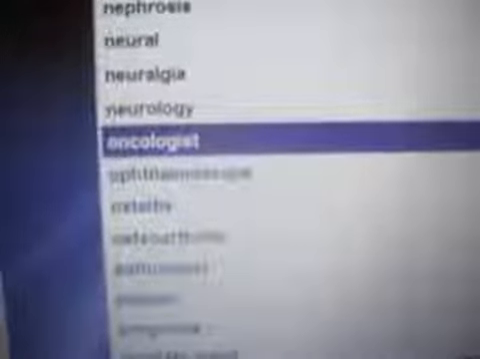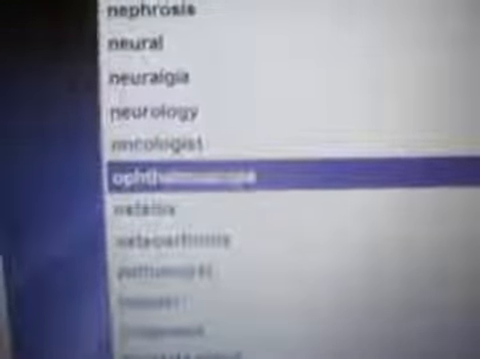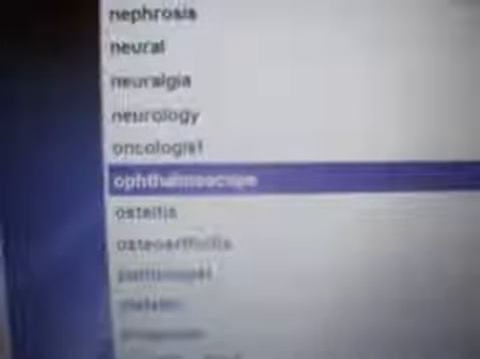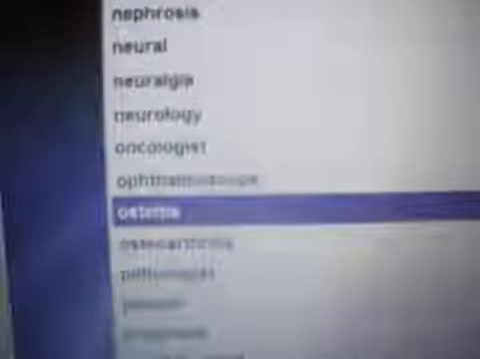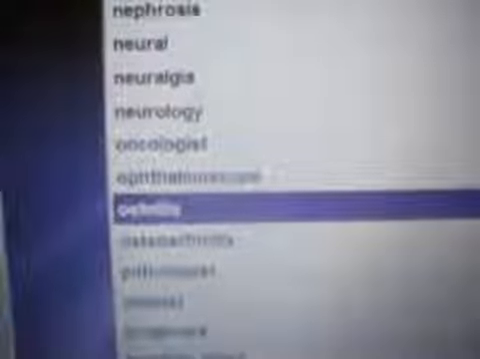Oncologist. Onco means tumor or growth. An oncologist is a specialist in the study of malignant tumors. Ophthalmoscope. An ophthalmoscope is an instrument used by an ophthalmologist to visually examine an eye. Osteitis. Osteo, O-S-T-E-O, means bone. Osteitis is inflammation of one or many bones.